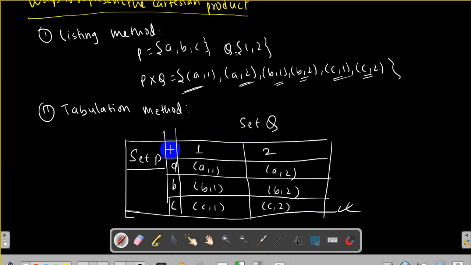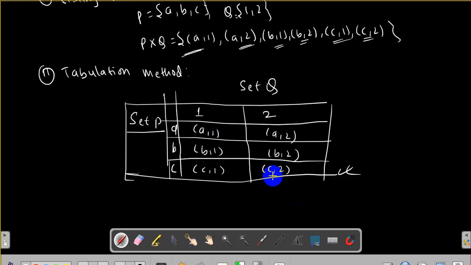In the tabulation method, one set is written on the left-hand side and another set is written on the top of the table, and then we pair up all these elements inside the table. Okay, is this clear? Yes, sir.